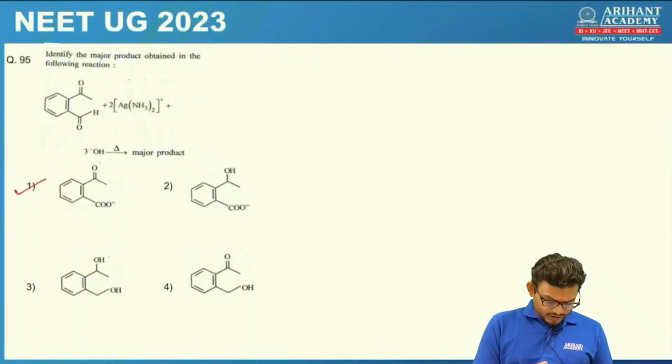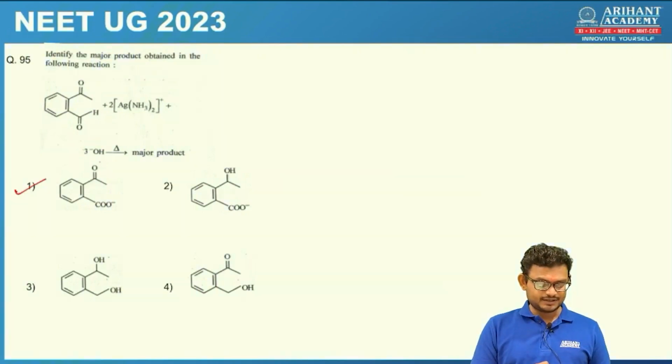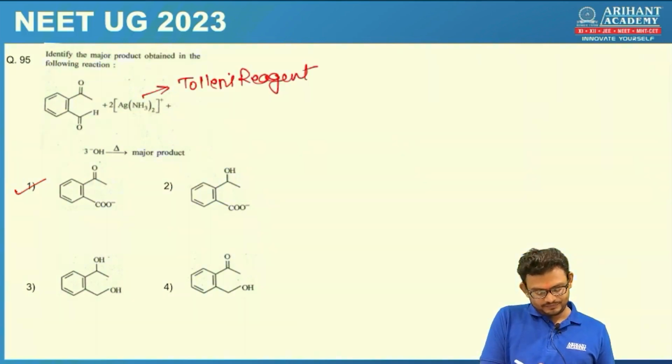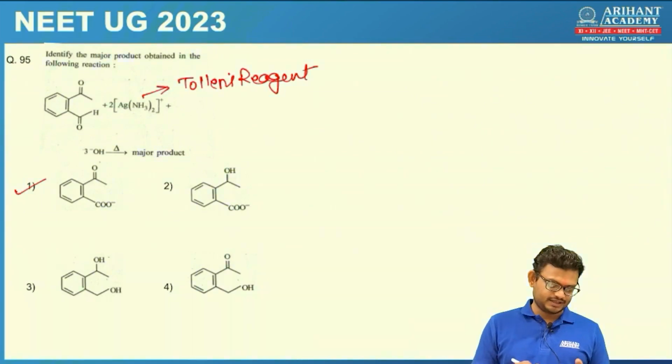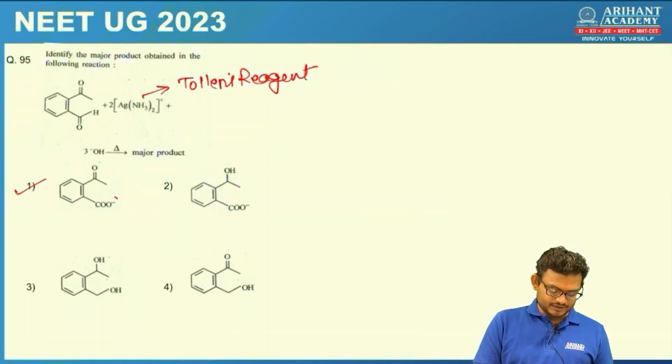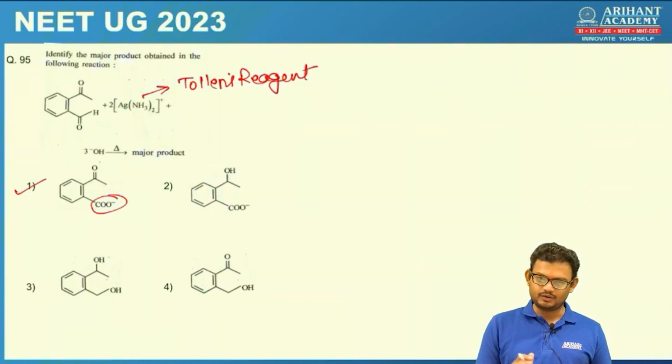Let's go to question 95. They have given us a molecule and it is made to react with ammoniacal silver nitrate solution, which is Tollens reagent. And we know Tollens reagent reacts with aldehydic groups and not ketonic. So the aldehydic group would be oxidized to carboxylate, which is option 1, while the ketonic group remains as it is.